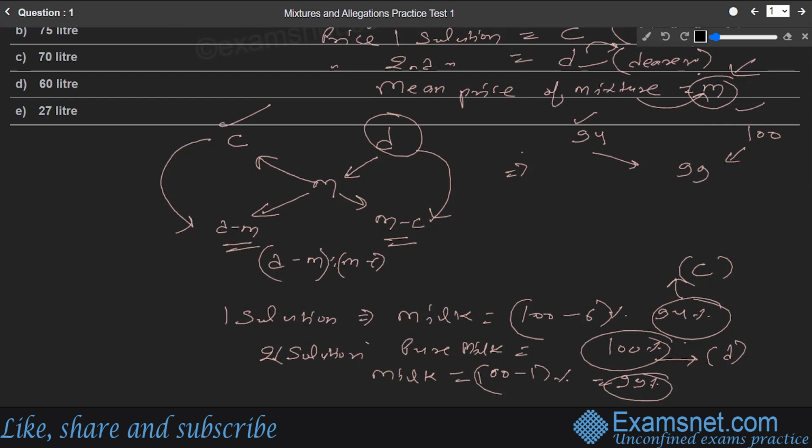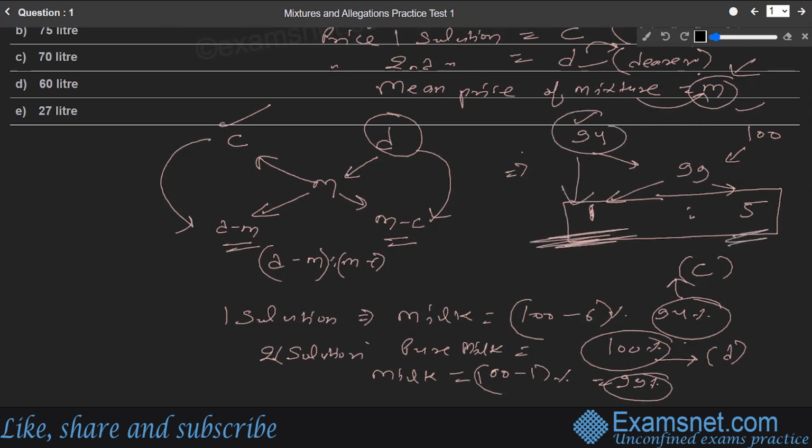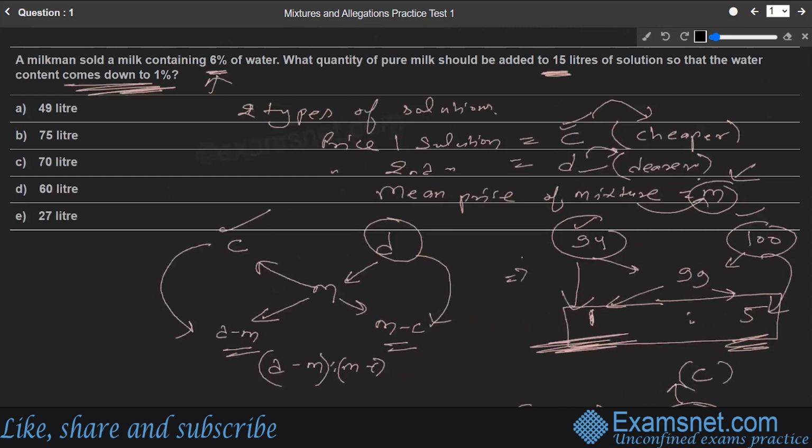Now we can do the same thing, D minus M. So 100 minus 99 will be 1, and M minus C, that is 99 minus 94, will be 5. So the ratio of these two mixtures should be 1:5. One should be which one? One should be the one which had 6% water in it, and 5 parts should be which one? That is, 5 times should be which one? The pure milk. So the pure milk should be 5 times the milk content in the original mixture.